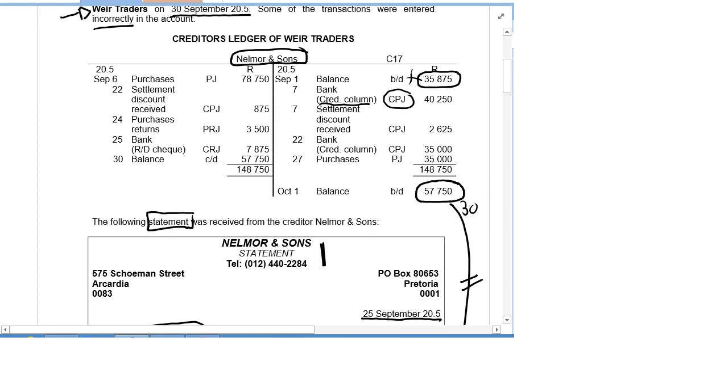Now we know that if we pay our suppliers, we're going to be reducing the money in the bank, crediting bank, and we should be debiting the supplier, the creditor's account. So this is actually on the wrong side. This amount of 4250 should go onto the debit side. So that amount of 4250 is incorrect for it to be on the credit side. It should be on the debit side.